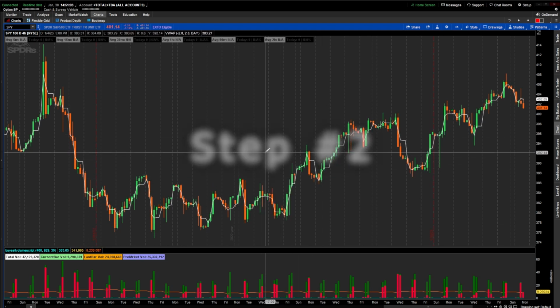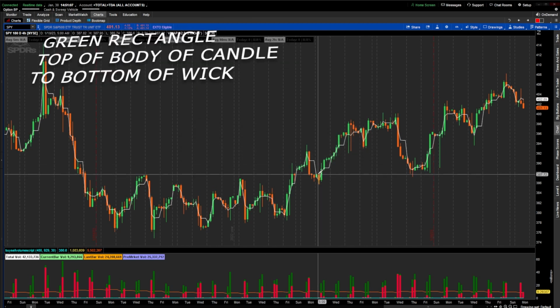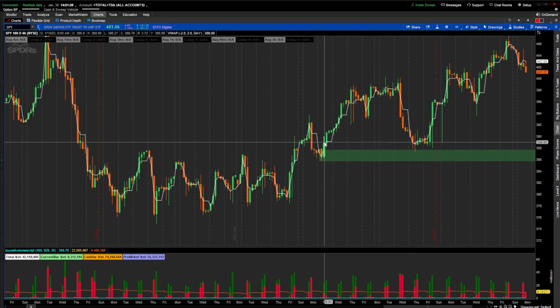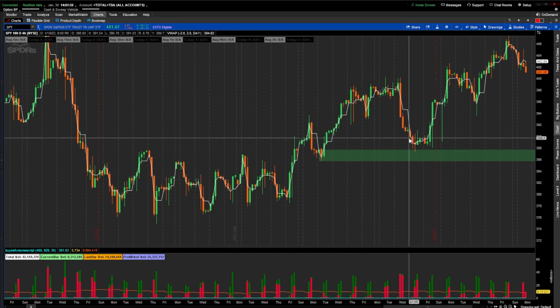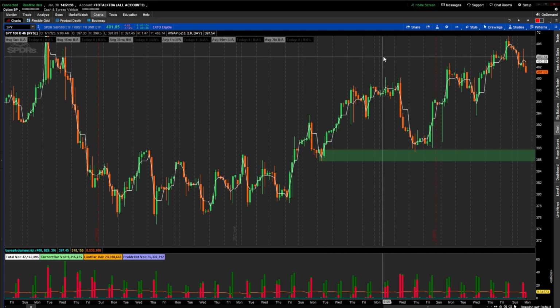Step 2, you want to draw a green rectangle from the top of the body to the bottom of the wick, followed by a big move up. And as you can see, price trades, and as it comes back, the orders are filled and we bounce off of this level. Let's find another demand zone.